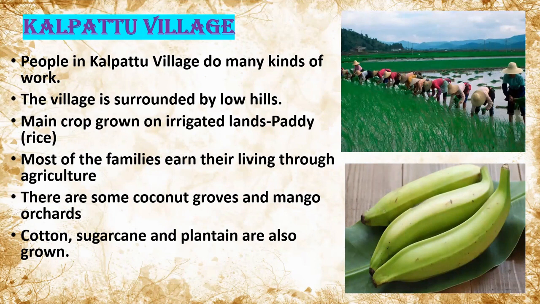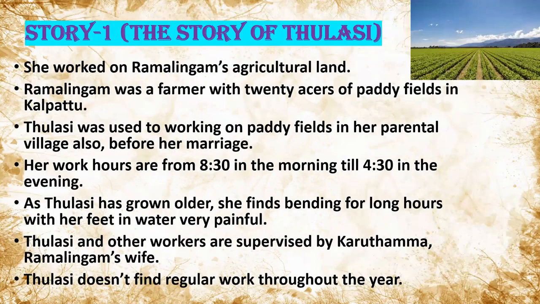There are some coconut groves and mango orchards. Coconut, cotton, sugarcane, and plantain are also grown here. So let us start with our first story. Here is a lady who lives in Tamil Nadu named Tulsi. She worked on the agricultural land of a person named Ramalingam. Ramalingam is a farmer who has 20 acres of paddy fields in Kalpattu village. Tulsi used to work in paddy fields before her marriage also.